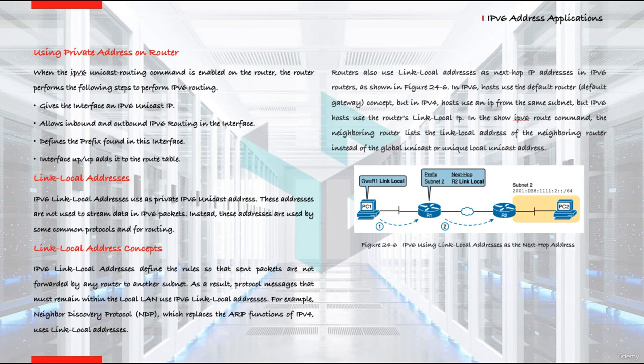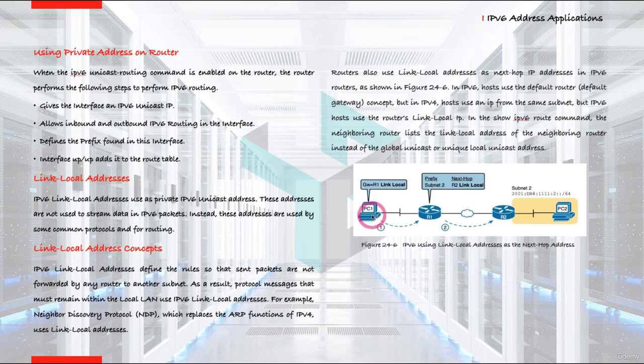We use NDP, the Neighbor Discovery Protocol, in IPv6 to learn the MAC address from a known IP address. Our link local addresses also use this NDP protocol. These link local addresses are used in the same subnet, not to switch to a different subnet, but only for IP addresses used within the same subnet. In addition, link local addresses are used as the next hop address in routers.